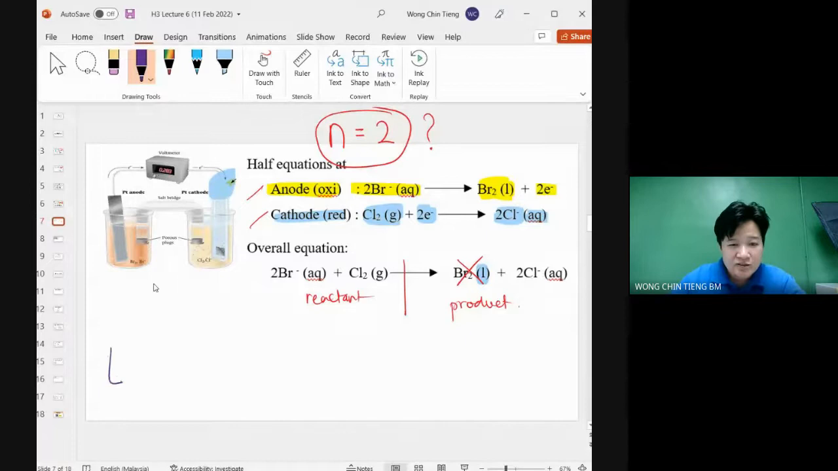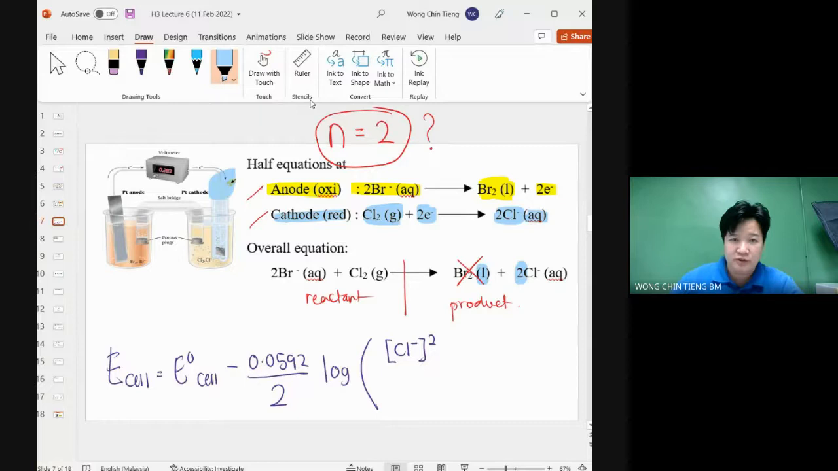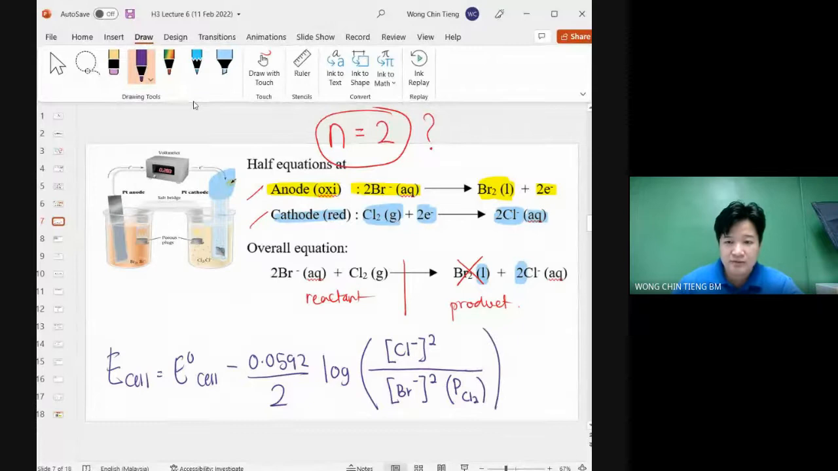So over here, your E cell again equals your E not cell minus 0.0592 over N. N is 2. Log, do not forget the bracket. My product today is Cl minus power 2, because the stoichiometry is 2. Over my reactant, Br minus again power 2, and I have my chlorine gas, so partial pressure of chlorine gas power 1. That is my Q. Easy? This is not difficult. Just get this thing correct.